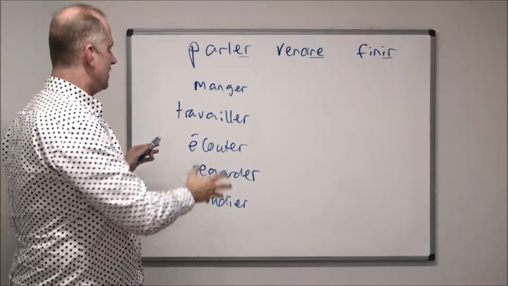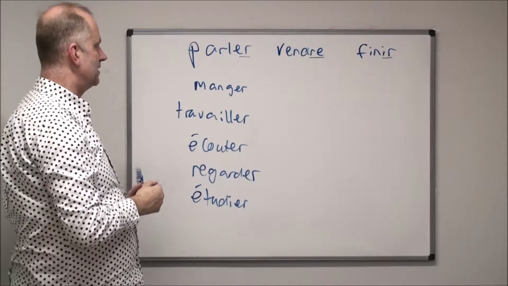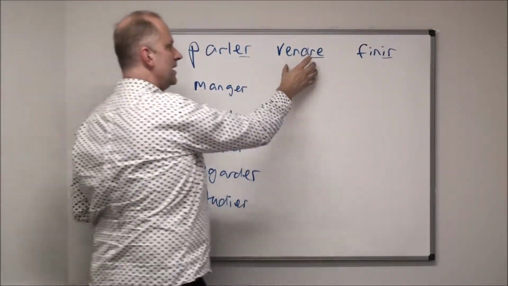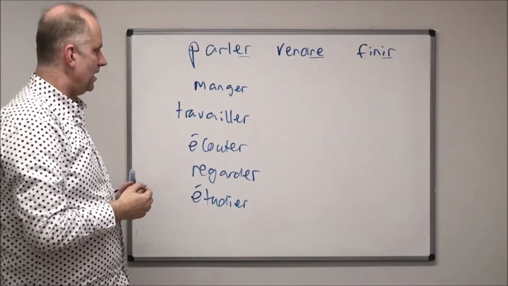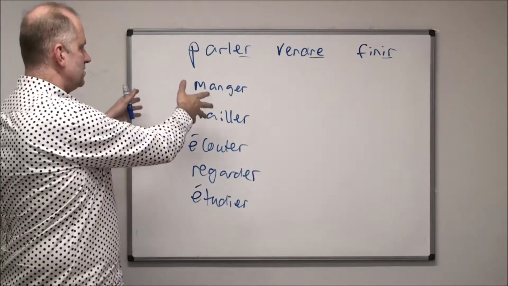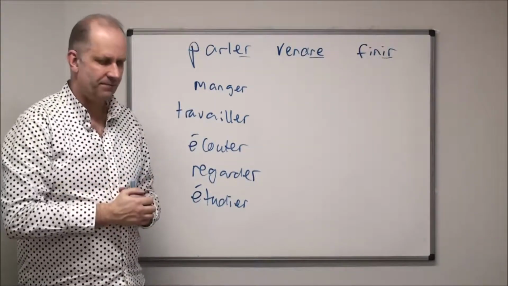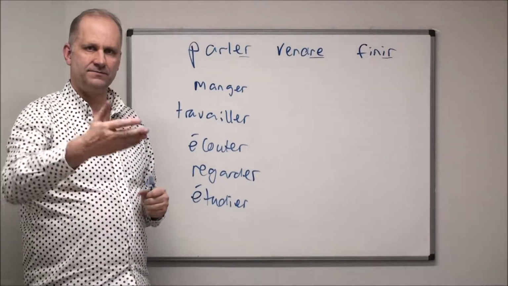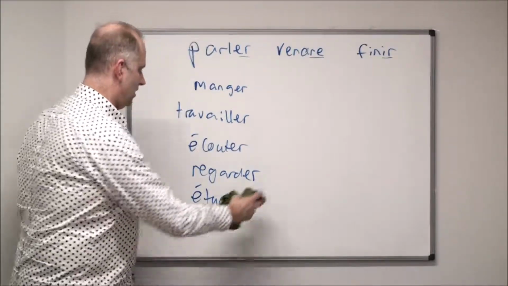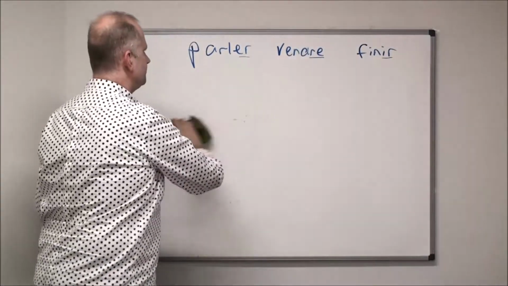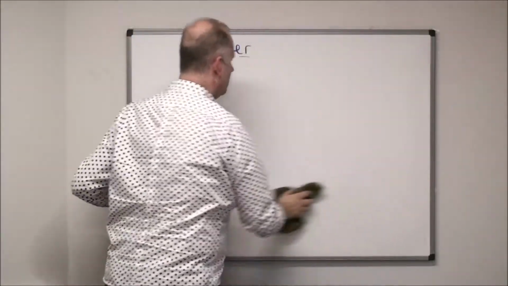Now, we're going to look at how ER verbs conjugate, and then later on look at RE verbs and IR verbs, because if you look at them all together, you might get confused. So it's best to concentrate on the ER verbs first and really perfect that, and then move on to the other two verb types. We'll just use parler as an example.